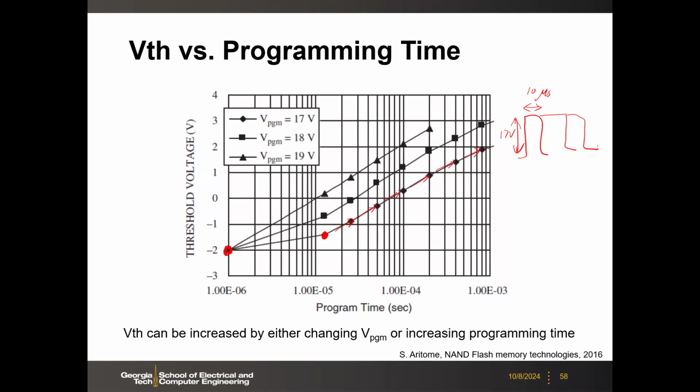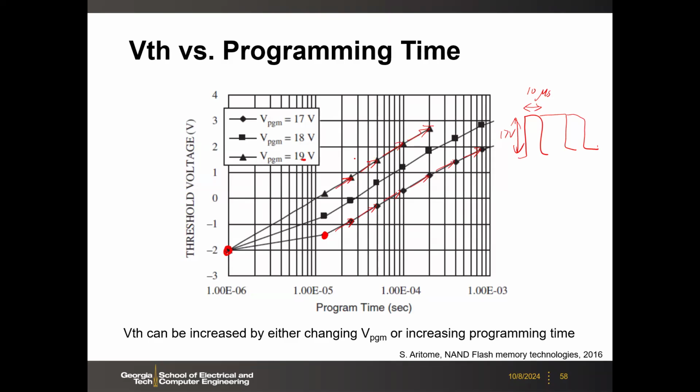This is Fowler-Nordheim tunneling from the substrate or the channel to the gate. So you are going to inject more and more electrons, then the threshold voltage will gradually increase. Of course, you can also play with the amplitude. If you want to do this faster, then you will apply 19 volts, for example, then you can jump faster. So depending on your target, you may want to stop somewhere in this programming.